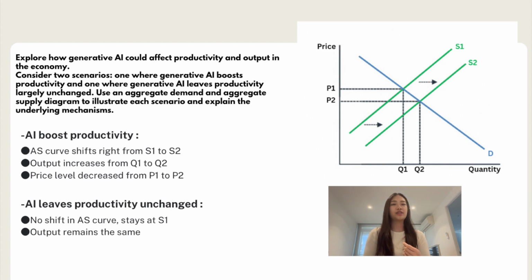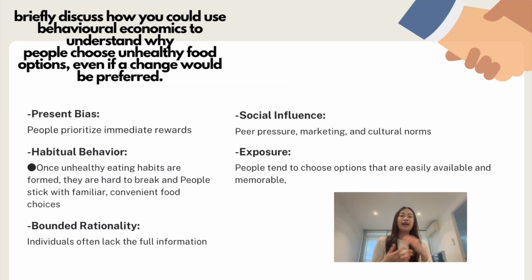AI is not widely adopted or integrated efficiently, leaving productivity at the current level, which is why it's very important to be using AI in the right place, or it will just not build any efficiency and just not change anything. Lastly, moving on to the last question, briefly discuss how you could use behavioral economics to understand why people choose unhealthy food options, even if a change would be preferred.